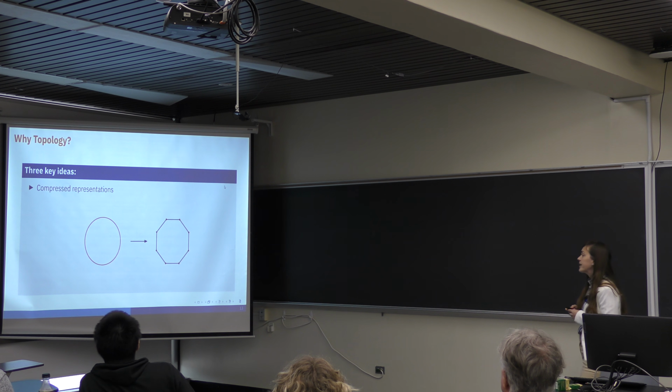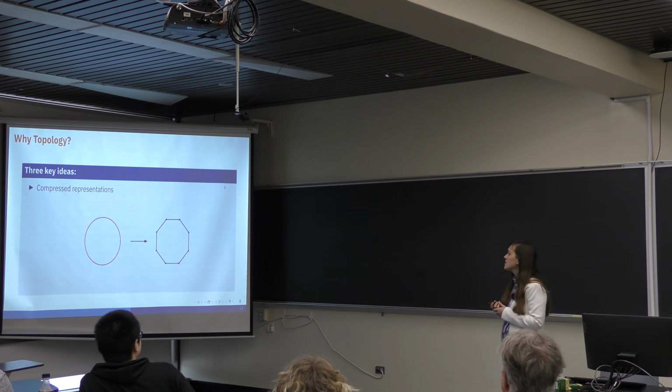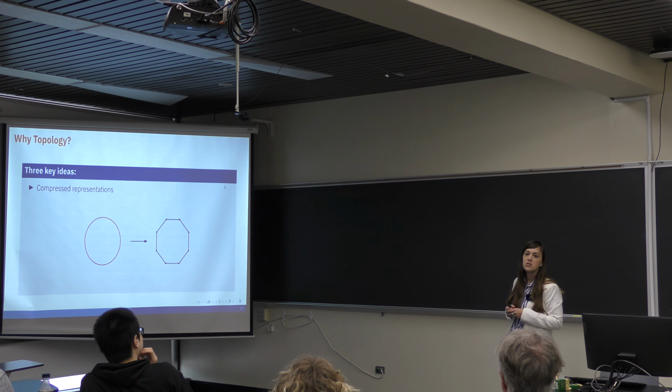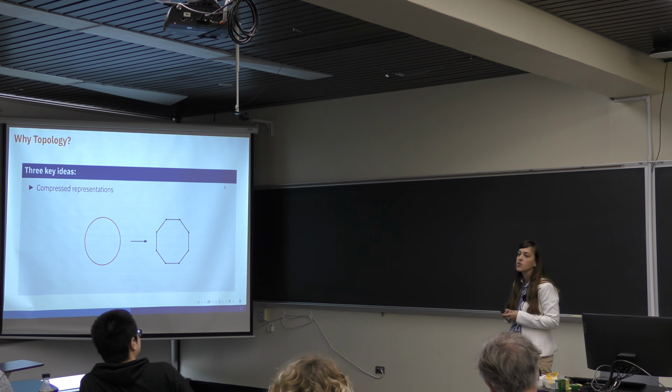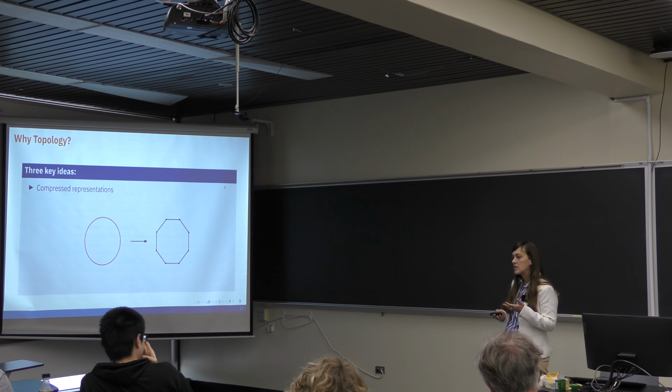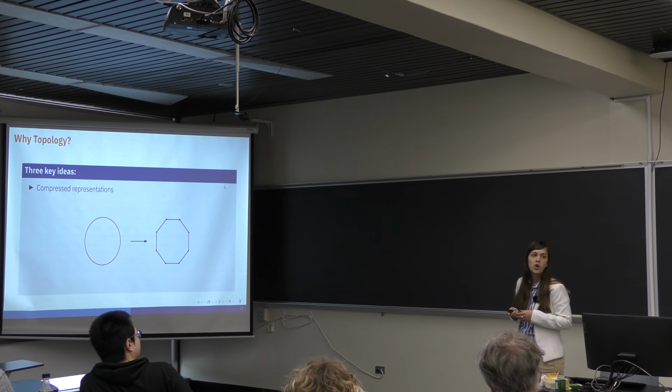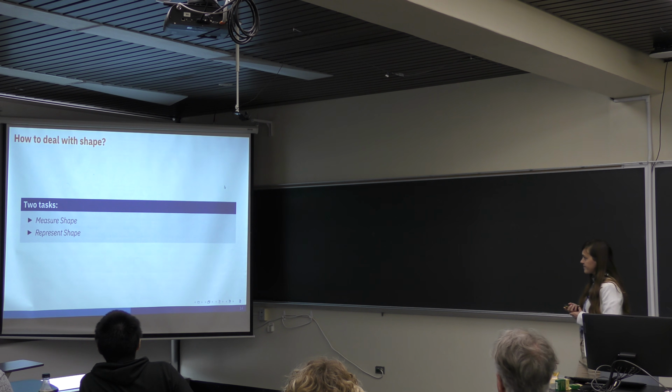And then finally, one thing that topologists have worked a lot on is finding compressed representations of data. And this is where what you mentioned comes into play. We start with a continuous object like a circle, but what we want to do is find a nice combinatorial representation, say approximate this with a graph or with a higher dimensional simplicial complex.